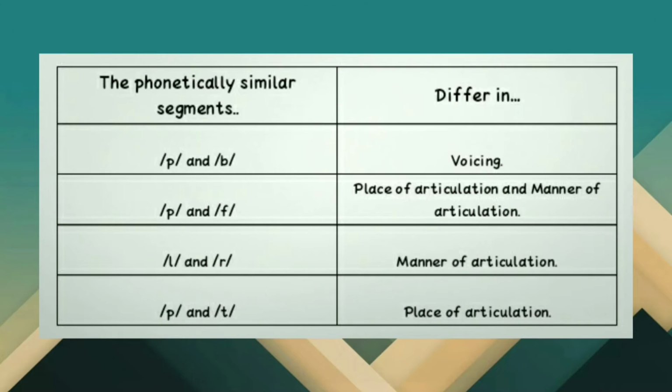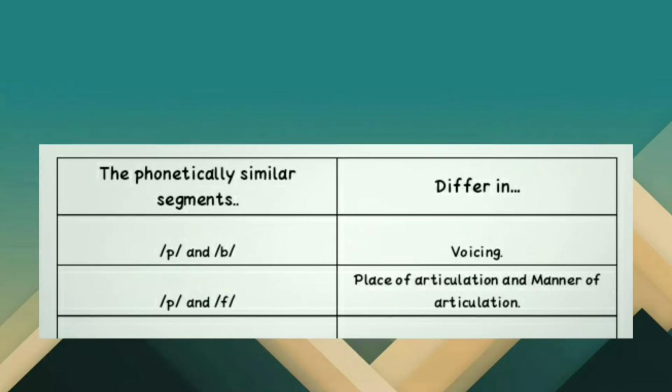We have phonetically similar segments. Under this, the p and b differ in voicing. The p and f differ in place of articulation and manner of articulation. The l and r differ in manner of articulation. The p and t differ only in place of articulation.